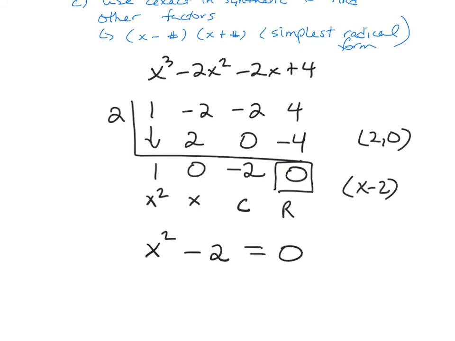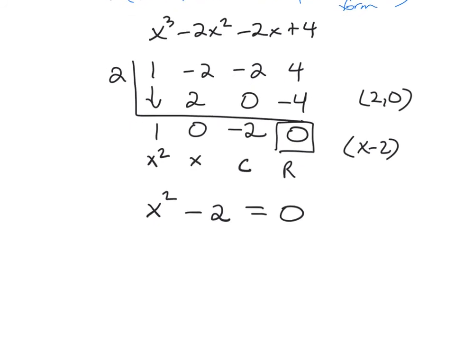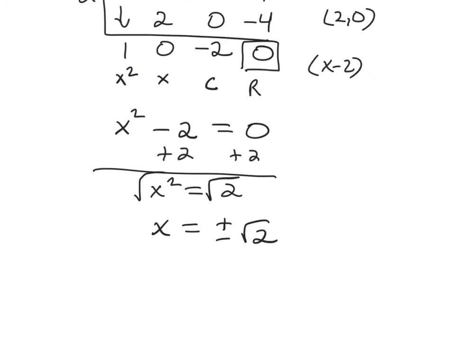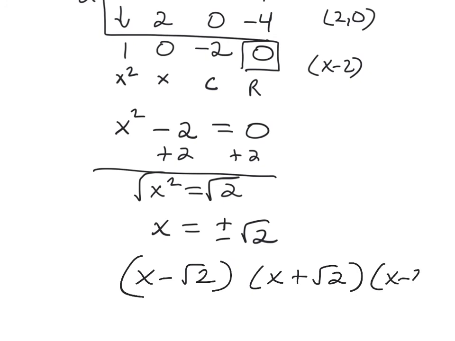I now need to find the remaining 2 factors of this quadratic. So what I can do here is move the 2 over because this is not factorable. Use the square root method. So my 2 solutions, or my 2 roots, are plus and minus square root 2. But I need to turn those back into factors. So my factors turn into x minus square root 2 and x plus square root 2, in addition to the one which was from the 2, 0.